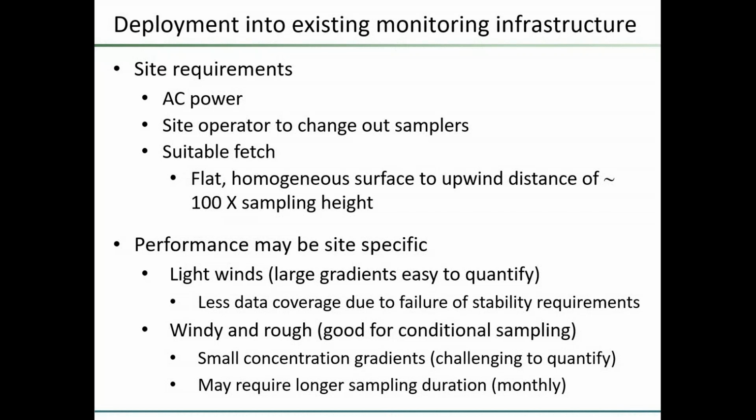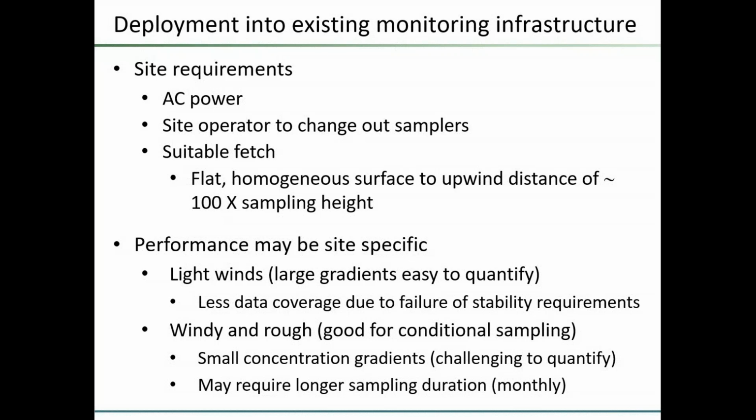So what would deployment into an existing network eventually look like? Well, there will be some important site requirements. This version of the system that we've put together here runs on AC power. It's possible that we could develop a version of the system that could run on solar power, but for now we are working with the AC power because again, we've added a couple things into this system like the mass flow controller that require a little bit more power, but it is feasible that we could develop a system that runs on solar. We're working with denuders and filter packs, so you need a site operator to change out these samplers.